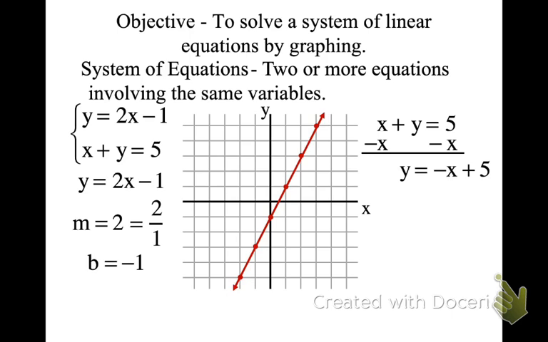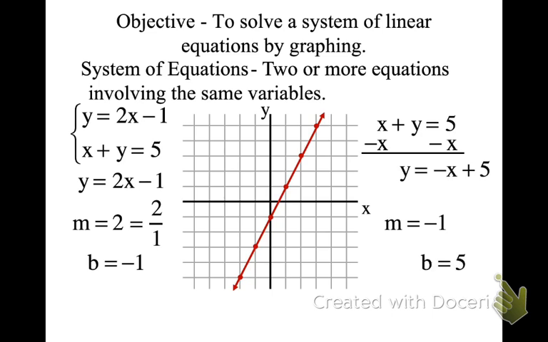Now, what do I have to do, Jean? We got y alone. Nope, we don't subtract 5, y is already alone. What is the next step, Louis? Identify m and b. Use those words. What is my m, Louis? M equals negative 1 over 1. The y-intercept, or b, is equal to 5.